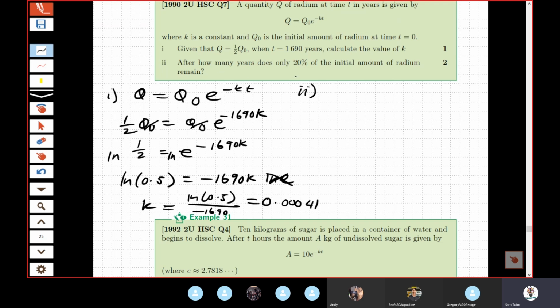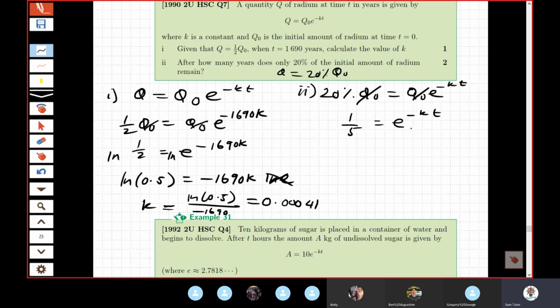Part ii: after how many years does only 20% of the initial amount of radium remain? 20% of the initial amount, so that means Q is 20% of Q naught. So it'll look like this time, and you just do it again. But this time it says after how many years? You're meant to find time. But you already know what k is. k is 0.00041.